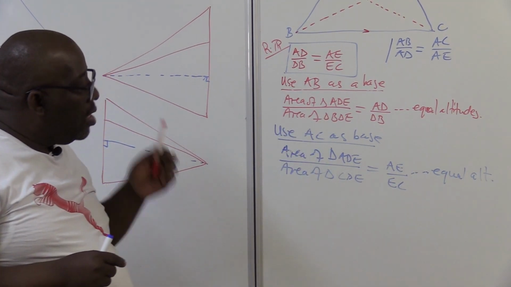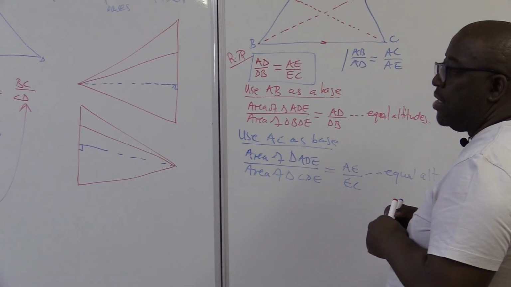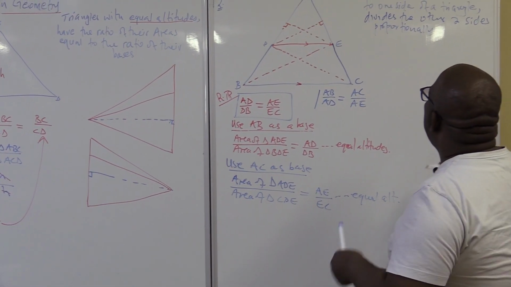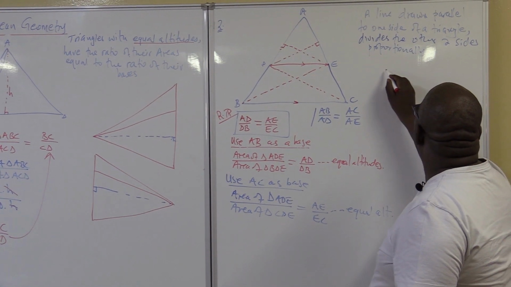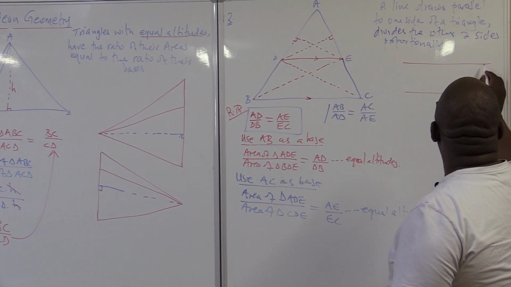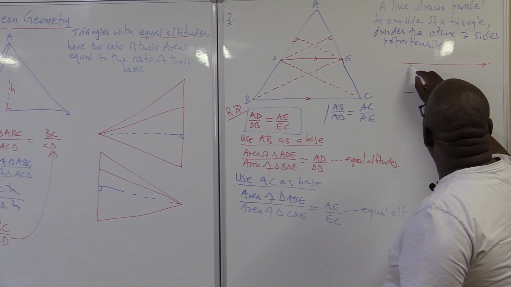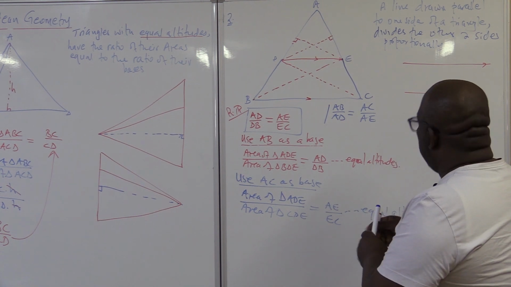Let's come back to the diagram. There are things that I want us to look at which will assist us in proving this one. I'm just going to try and do it here. These are parallel lines. I want us to look at this triangle here.